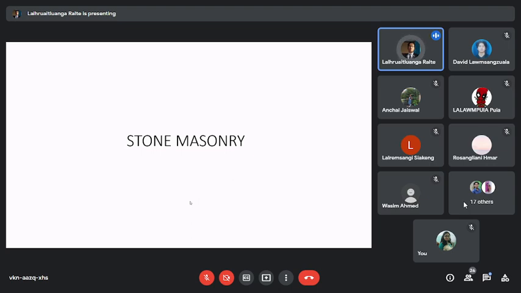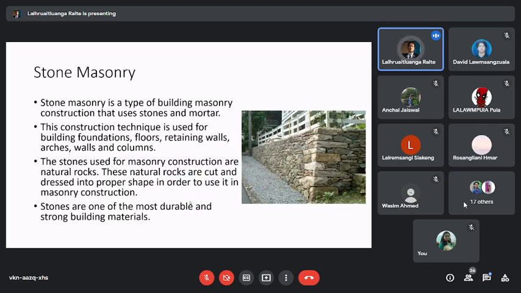All right, today we will be going through stone masonry. Masonry is nothing but your walls, okay? Walls in your building, your load-bearing wall, your non-load-bearing wall, and your compound walls as well. When we talk about masonry, we must think of compound walls, retaining walls, construction walls, which are basically the walls that encompass your building. In stone masonry, we have different types, and we are going to go through that as well. It's a type of building masonry construction that uses stones and mortar, as simple as that.